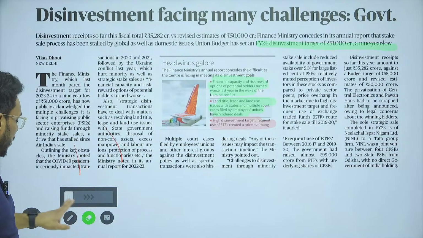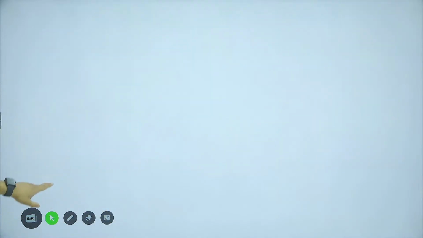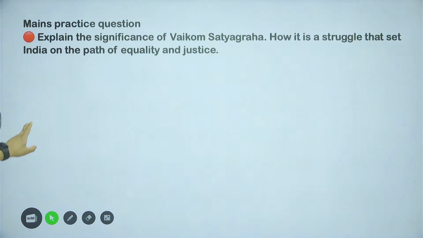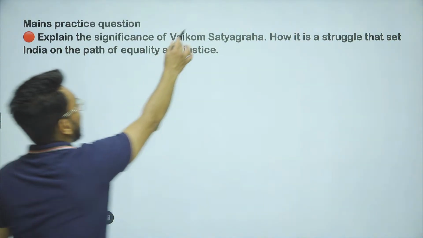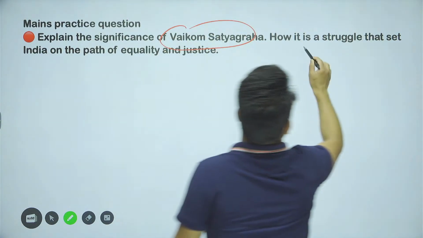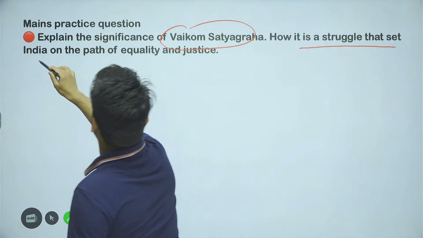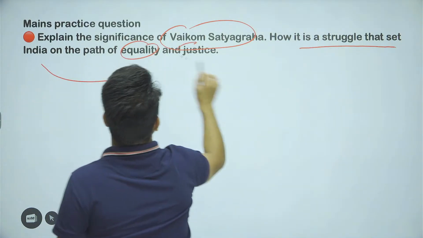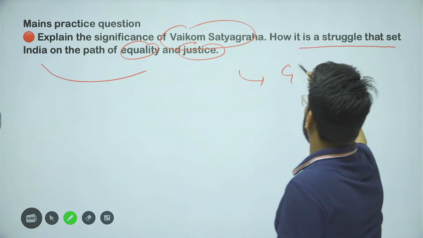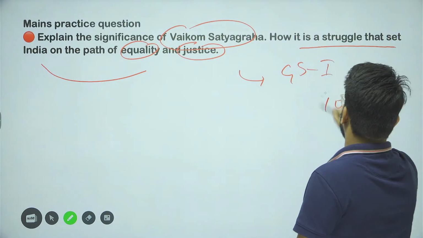And now moving to the main practice question for today. So today's main practice question reads: explain the significance of Vaikom Satyagraha, how it is a struggle that set India on the path of equality and justice. So it will be a question for GS paper number 1, a 10 marker question.